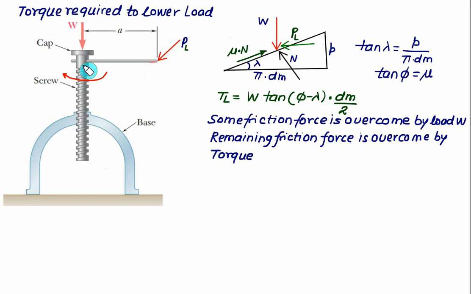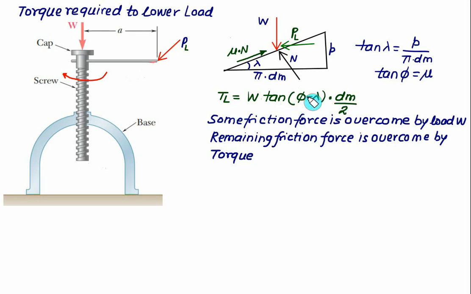As far as when we have to move the load in upward direction, that time the entire torque is used to lift the load W plus additionally the friction between the screw and nut. But when you have to lower it downward, some friction force is overcome by the load W and the remaining friction force is overcome by the torque. That value of torque is given as W into tan of phi minus lambda into dm by 2.